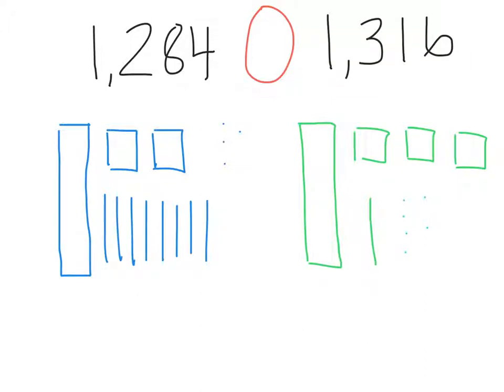Now I need to draw my symbol. And remember, boys and girls, I think of it as the alligator. The alligator always wants to eat the bigger number, so his mouth has to face it. His mouth is going to face the greater number. Now I can read my problem, and it says 1,284 is less than 1,316.